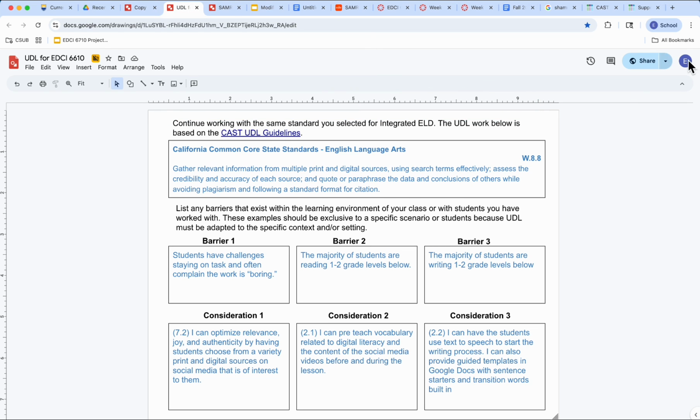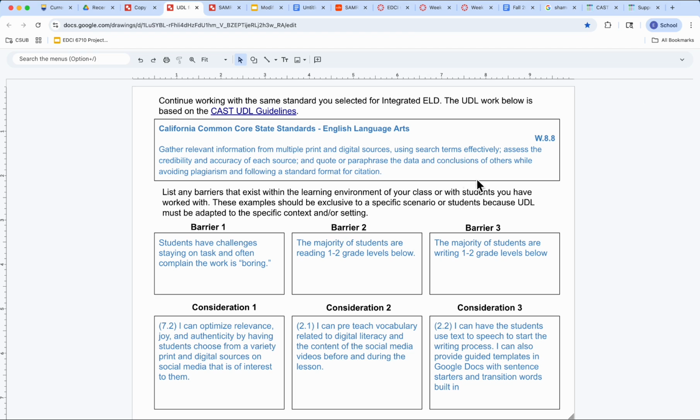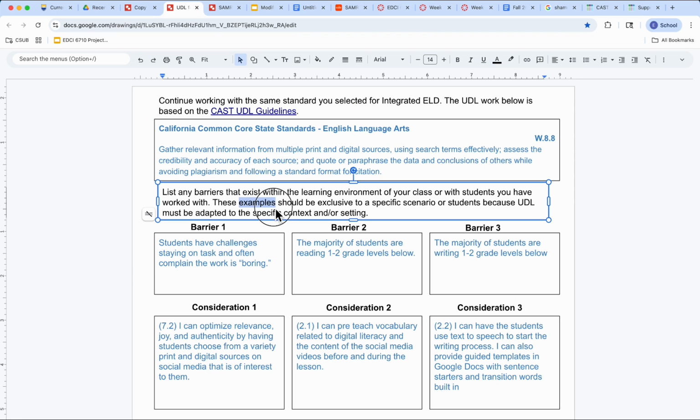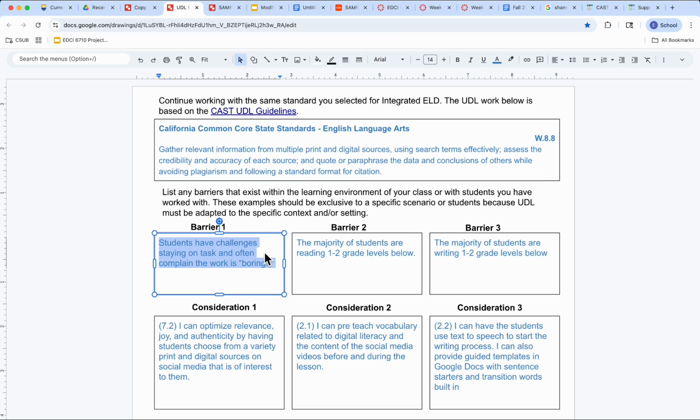So now this week you have two different activities. They're both going to go underneath the UDL activity, but you're going to address first, through the lens of UDL, some of the strategies and guidelines that you'd be able to use. So I'm encouraging you to use the exact same standard that you had last week. Again, remember I was using that TikTok lesson. And then you're going to list any of the barriers that exist within your current learning environment or with students that you've worked with. You could create your own scenario if you're not currently in a class.